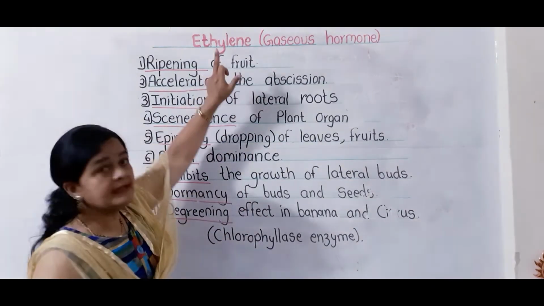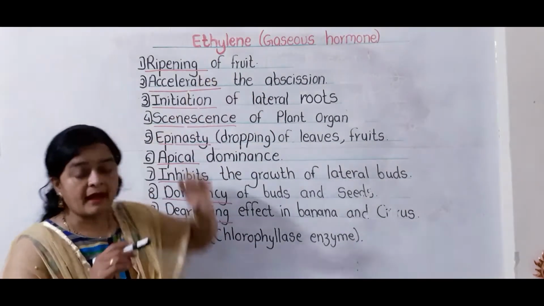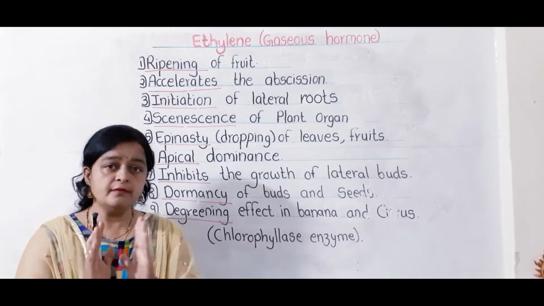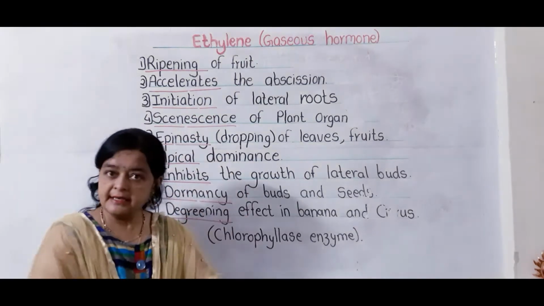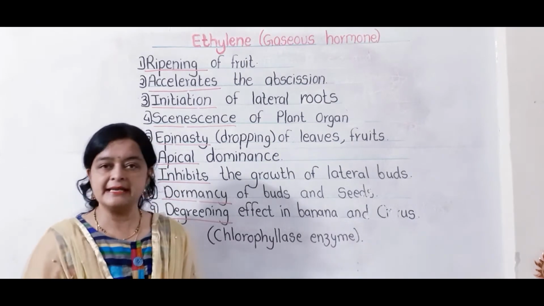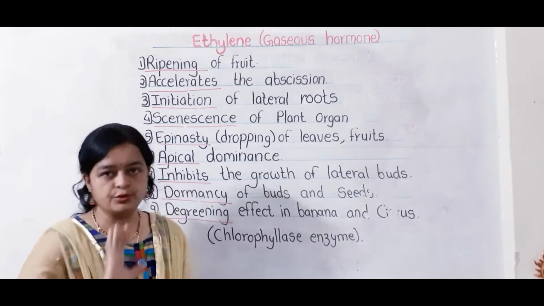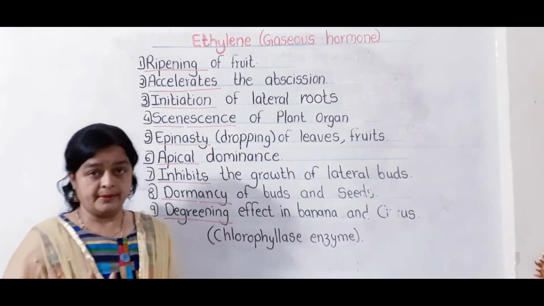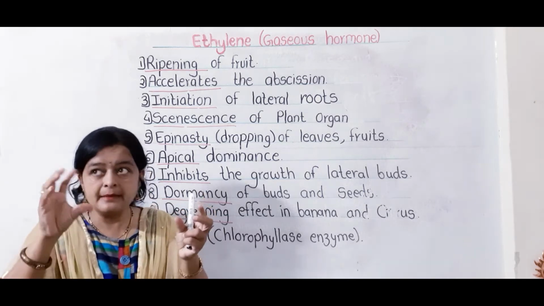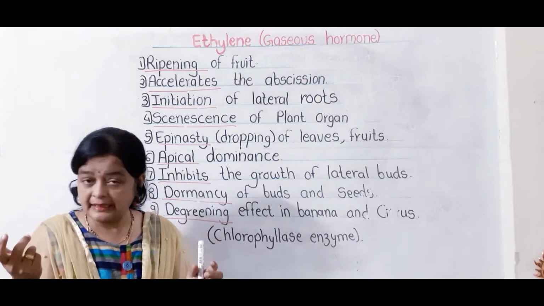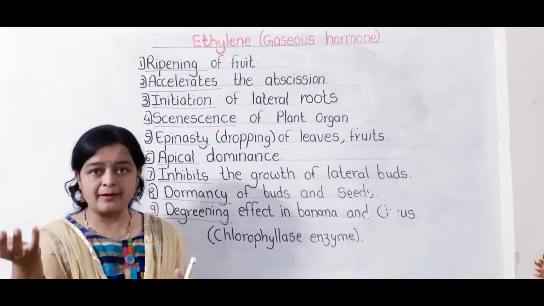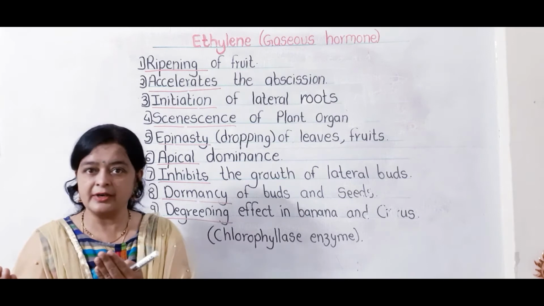Ethylene is responsible for bringing ripening of the fruit. Now you should know the meaning of ripening. I'll give you one example. Suppose one mango tree is there and fruits are there. If the fruits are green in color, what can we say? Those fruits are immature, or unripe. Afterward, after a particular period of time, when the fruit becomes yellowish or orange in color and a little bit pulpy, we can say this mango is ripe. That process is called ripening.